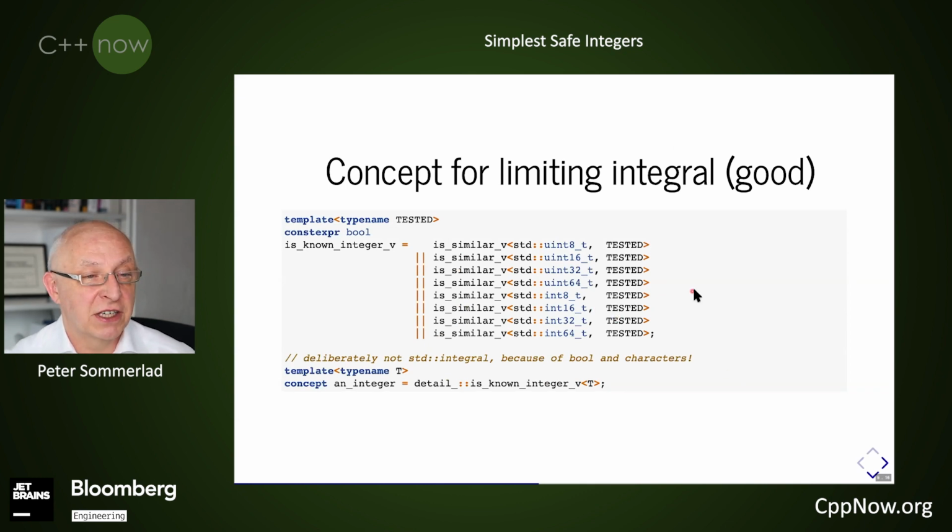Now, we changed our is known integer from is same to is similar, and we actually check the range of these types, so that long will actually fit on my machine. It will fit int32_t because it has the same range of values as int, at least in the mode I'm compiling with. And we define the concept again by saying, okay, an integer, which maybe should have a better name, as the safe integers that we are talking about in my library, is the same as is known integer.